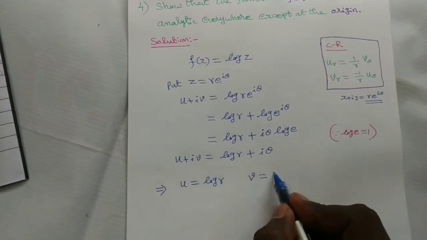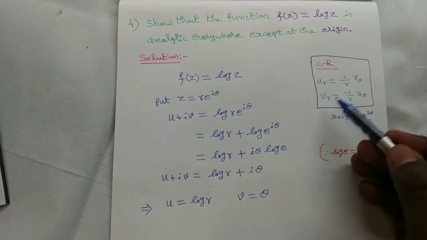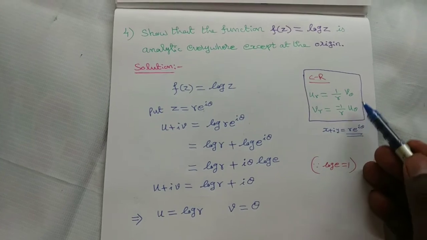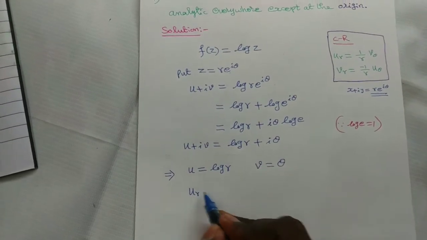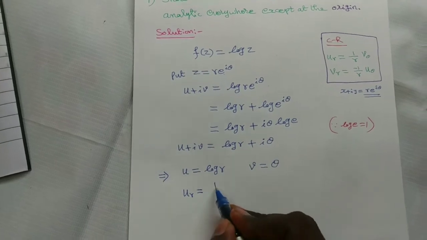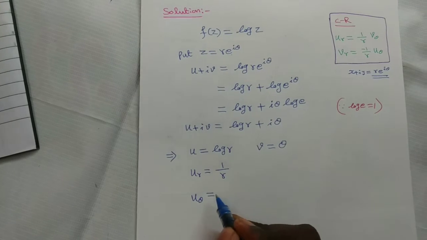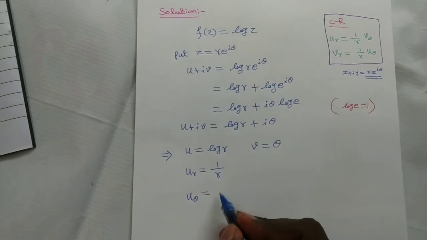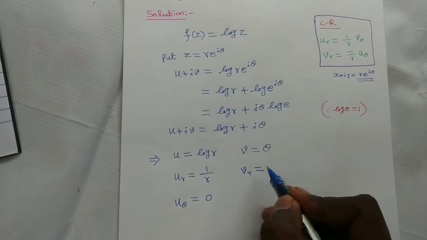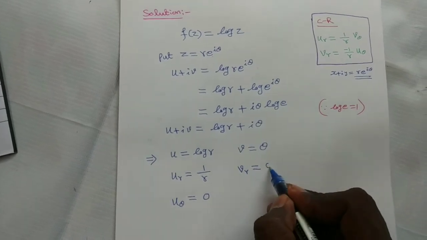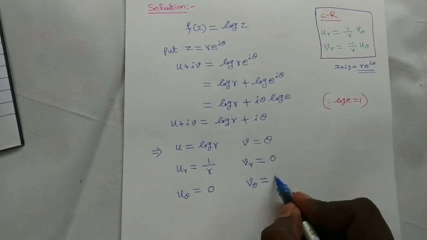So I want ur, vr, u theta, v theta to verify CR equation. So from this ur, partial derivative with respect to r, log r differential is 1 by r. And u theta is equal to, here there is no theta, so partial derivative is 0. And vr, here there is no r, it is 0. And v theta is equal to theta differential is 1.